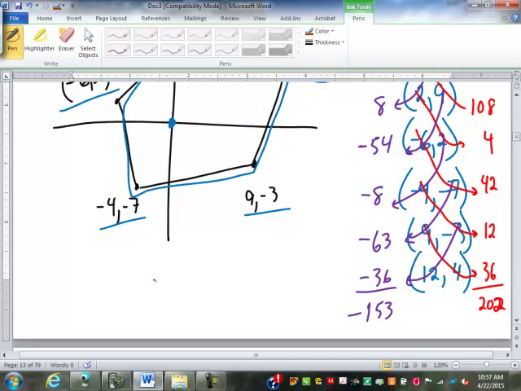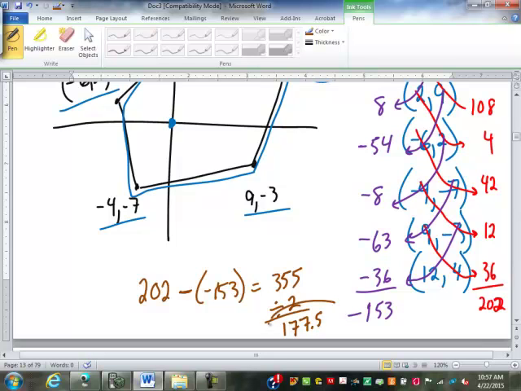Now here's what you do. You take the larger minus the smaller. So in this case, it's going to be 202 minus a negative 153, which is going to give us what? 355, correct? Divide by 2. 177.5 is the area. That's the area.